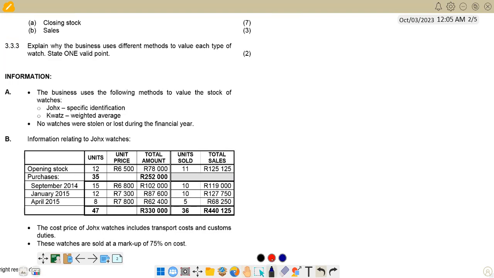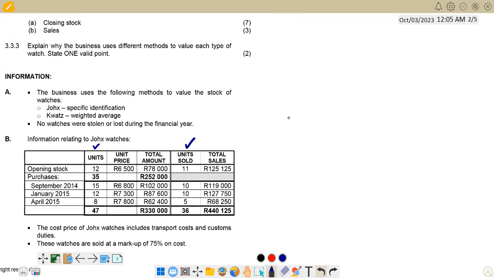So we have got a column there for units. These are the units that will be there, and then the units that are sold are here. When the units are sold, we subtract the units that were sold, and then the remaining ones are the ones that we are going to value. For example, on the opening stock, we have got 12 units, and out of the 12, 11 were sold. It means one is remaining.